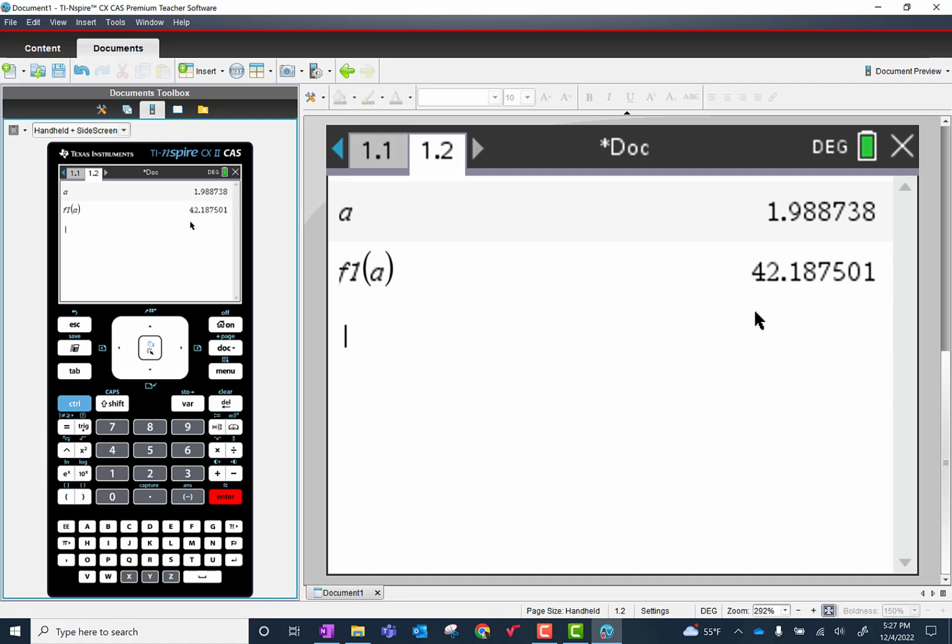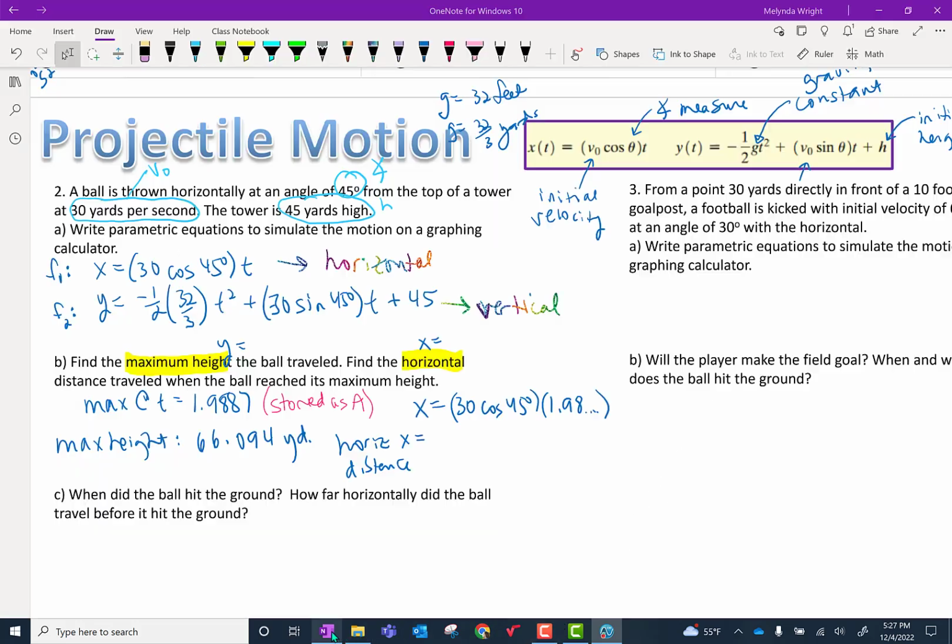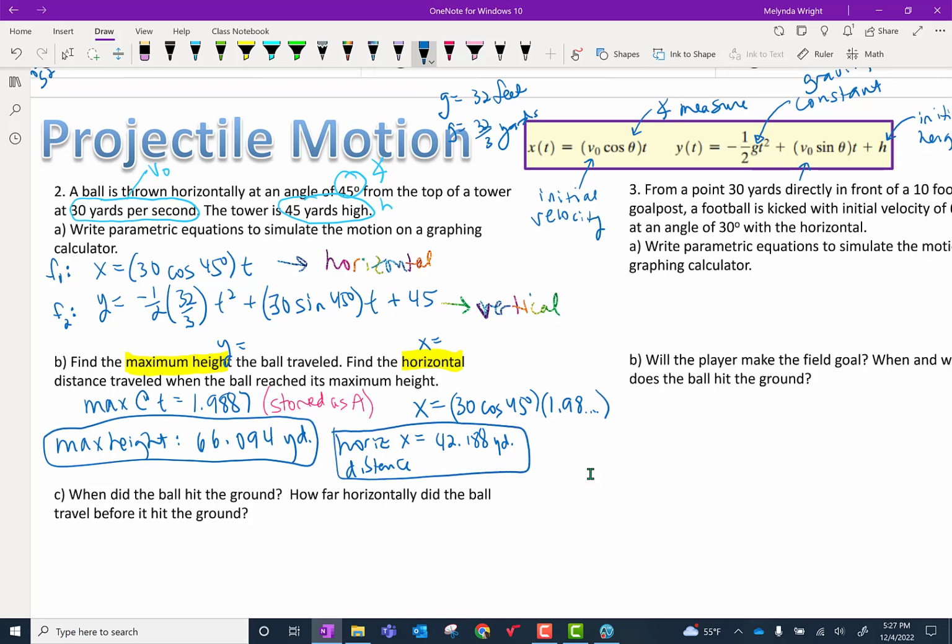See, isn't that easy? Or if you don't like that, I'll go back to the document. You could just put all this in your calculator like that, and I promise you're going to get the exact same answer. That's just a faster way to do it. So it's 42.188 yards. Okay, so there's our max height, and there's our horizontal distance.